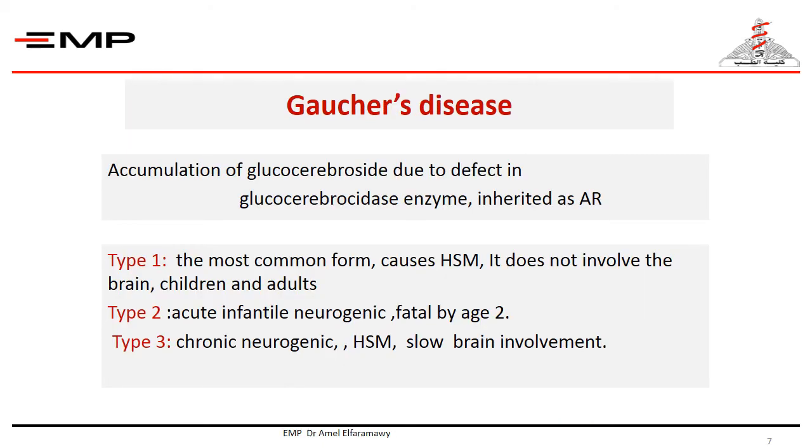In Gaucher's disease, there is accumulation of glucocerebroside due to defect in glucocerebrosidase enzyme. There are three types of Gaucher's disease. Type 1, the most common form, causes hepatosplenomegaly. It doesn't involve the brain, affects both children and adults. Type 2 is an acute infantile neurogenic form. It is usually fatal by the age of 2. Type 3 is a chronic neurogenic form, causes hepatosplenomegaly and slow brain involvement.